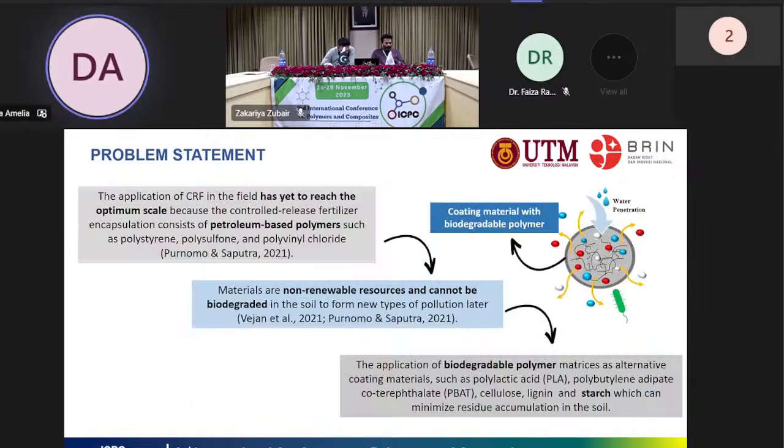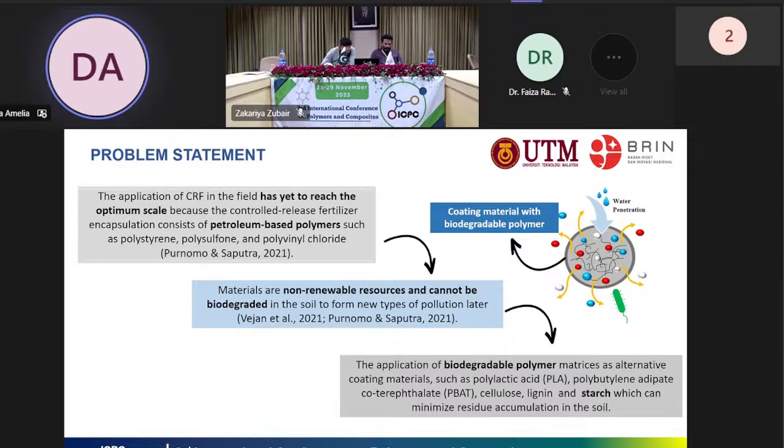So the problem statement is that the application of control release fertilizer in the field has not yet reached the optimum scale, because the control release fertilizer encapsulation consists of petroleum-based polymer. And non-renewable resource materials like polystyrene, polysulfone, and polyvinyl chloride cannot be degraded in the soil and form a new type of pollution later.